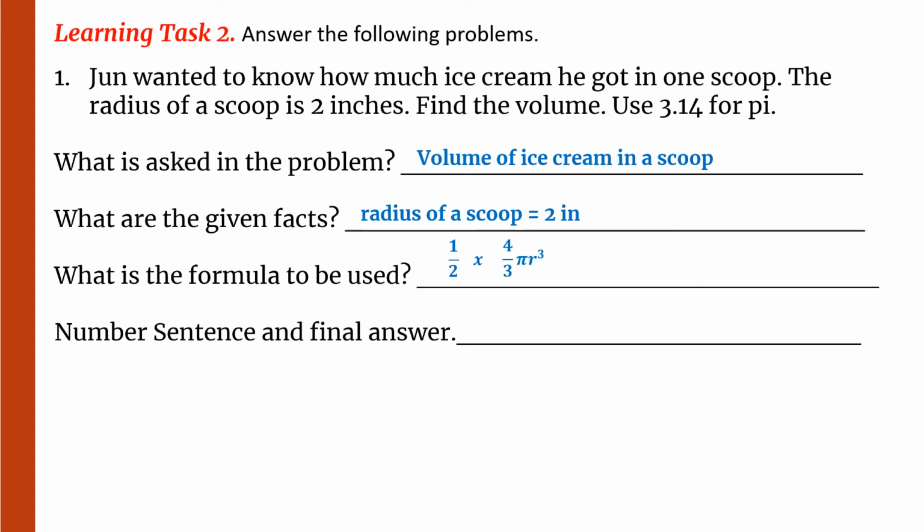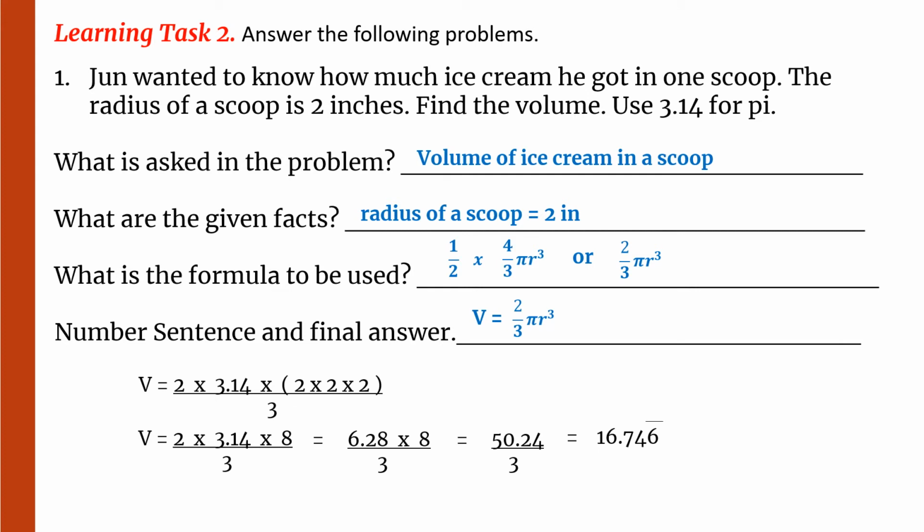Number sentence and final answer. For the number sentence, para sa number sentence natin, it could be what? The formula itself, 2/3 pi r cubed. Well, yung iba, ang ginagawa dito, nilalagyan pa nila ng equal to n para talagang number sentence. Okay? Pero depende kay teacher. Kung okay na sa kanya, itong formula itself, okay. If not, edi lagyan nyo ng equal to n pa rin. Now, final answer. What is the final answer?